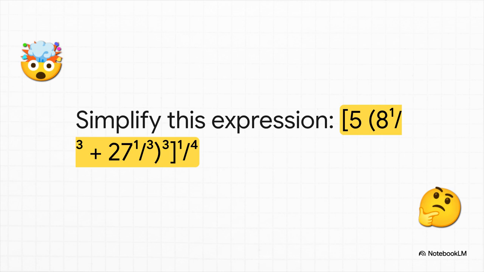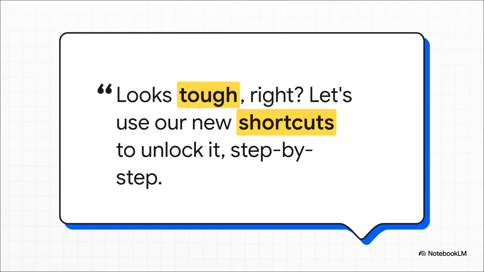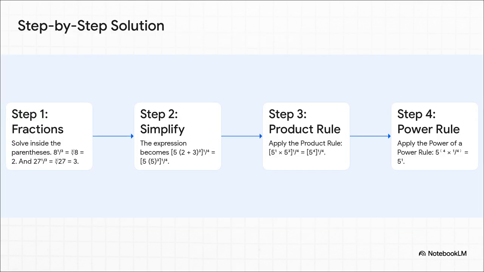I mean, wow. Fractional exponents, nested parentheses. This looks like something straight out of a math nightmare, designed to make your head spin. But I promise you, it's not as bad as it looks. Yeah, I know, it looks tough, but we're about to use all those shortcuts we just learned to completely unlock it, one step at a time. And the best part is, you already know everything you need to solve this. So let's do it. All right, let's break this beast down.